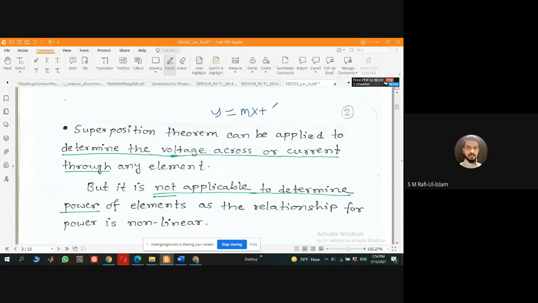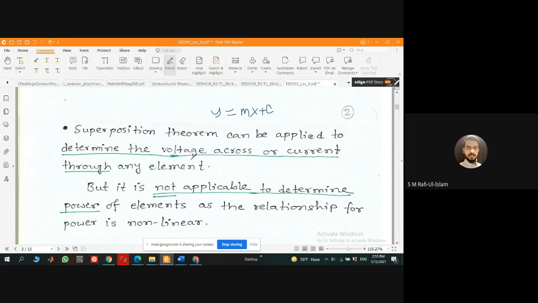So what does it mean? If we want to find the voltage or current in a circuit, then we can use the superposition theorem, because the relation between voltage and current is always linear. This is the case for capacitors and inductors too. But how about the power? The power formula is P equal to V square by R, or P equal to I square R. In that case we cannot apply the superposition theorem because the relationship is no longer linear.